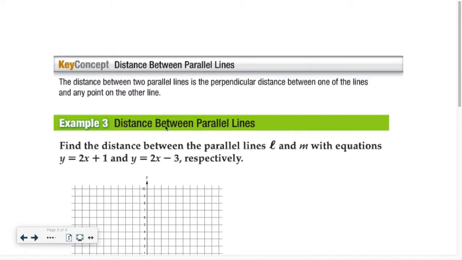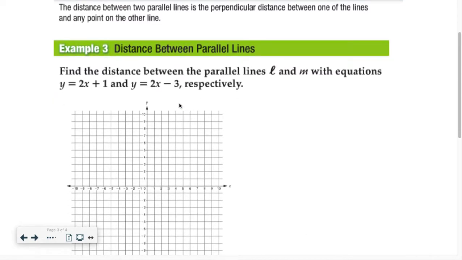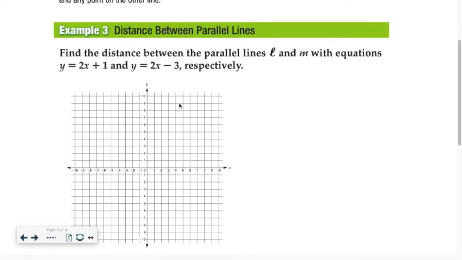All right. So the distance between parallel lines is the perpendicular distance between one of the lines and any point on the other line. So let's graph and find the slope of one of these lines. Find the distance between parallel lines L and M with equations y equals 2x plus 1 and y equals 2x minus 3. So graphing them, line L has a y-intercept of 1, slope is 2 over 1.